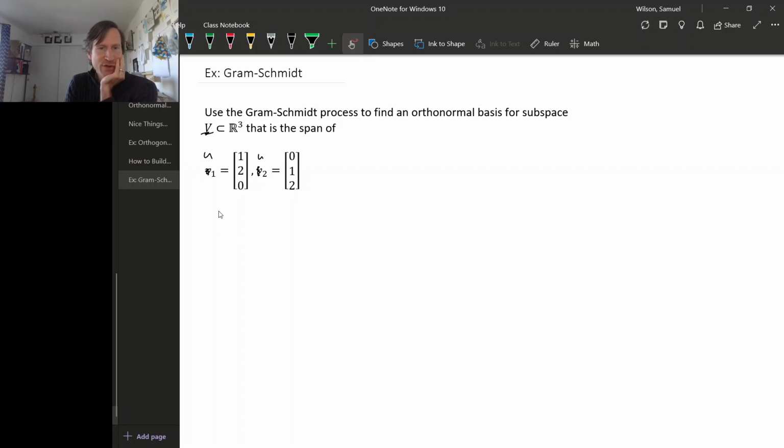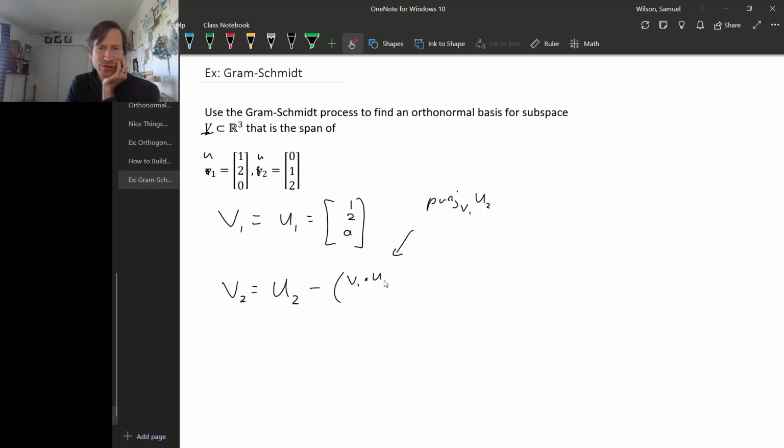So remember, the first thing that we do is we come up with an orthogonal basis, and the first vector in our orthogonal basis is just the same as the first vector in our original basis, so that's 1, 2, 0. Now to get the second vector in our orthogonal basis, we start with u2, but then we subtract off the projection onto v1 of u2. And that's v1 dot u2 over v1 dot v1 times v1.